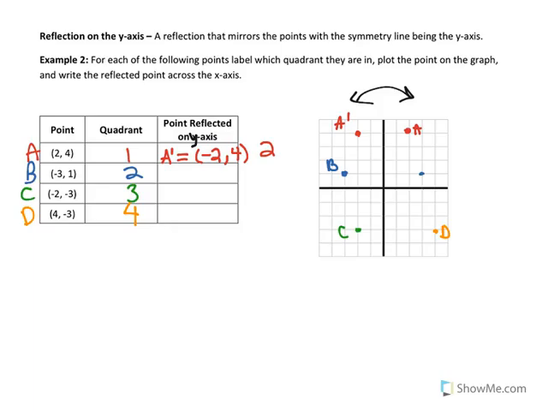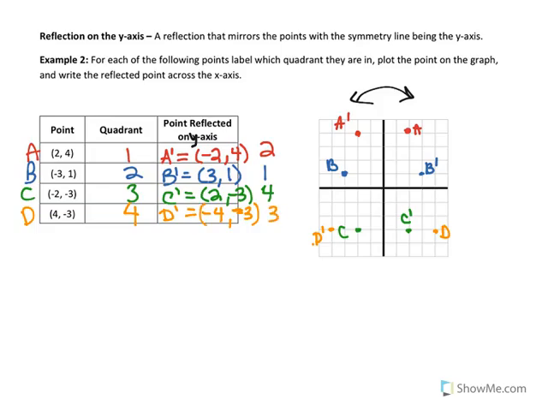B is going to flip over here for B prime, so B prime is now at 3 and 1, and it went from quadrant 2 to quadrant 1. C is going to flip right here. We're going to call that C prime, and it went from -2 and -3 to be +2 and -3, from quadrant 3 to quadrant 4. And D will be over here. That's our D prime. So D prime is at -4 and -3. And it went from quadrant 4 to quadrant 3.